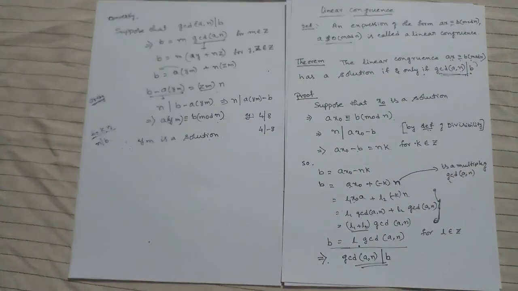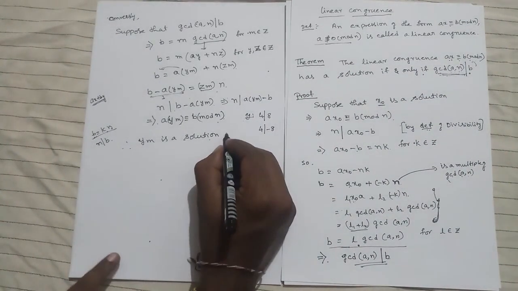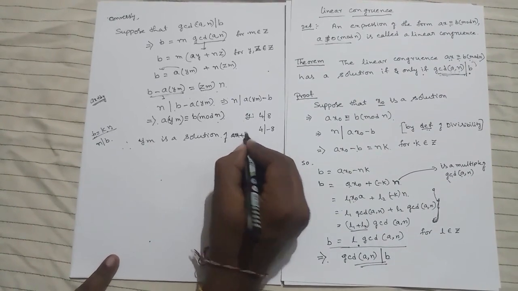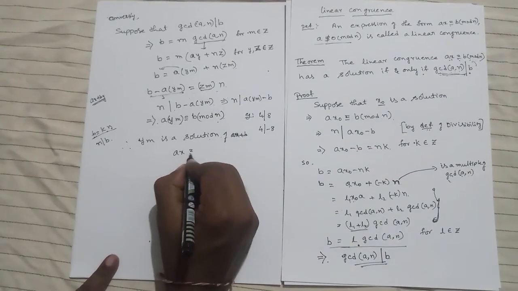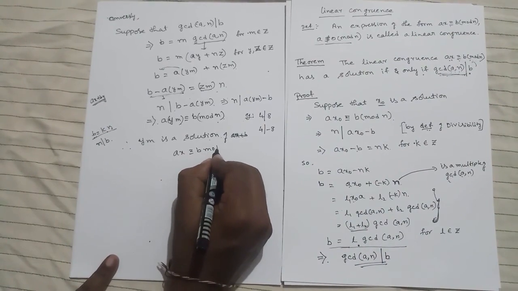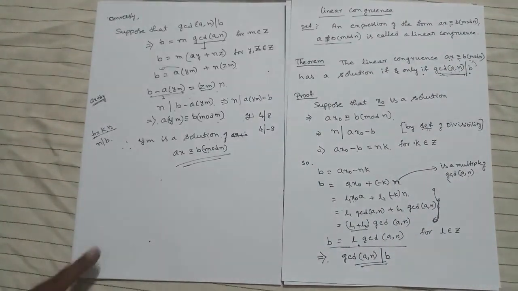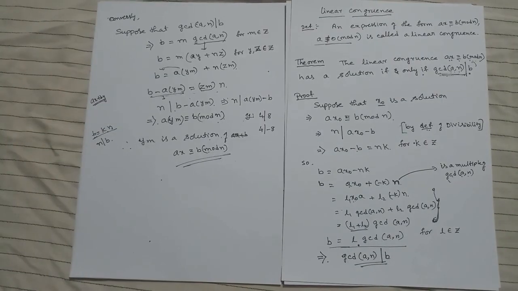Ym is a solution of ax is congruent to b mod n. So this proves the theorem.